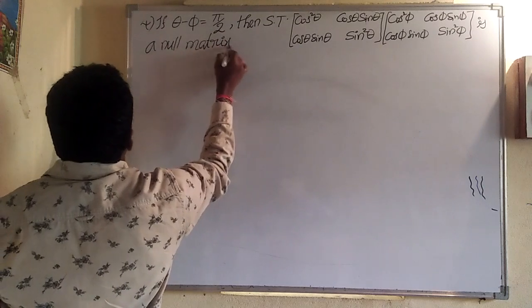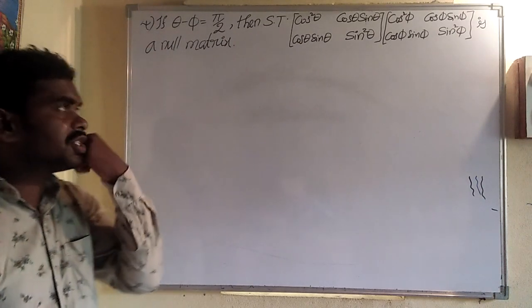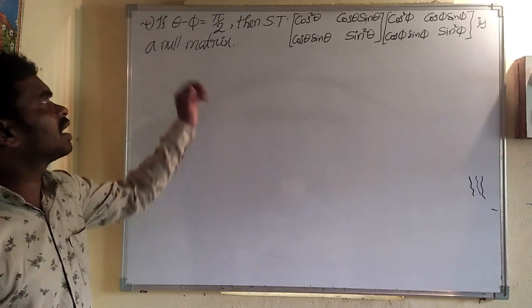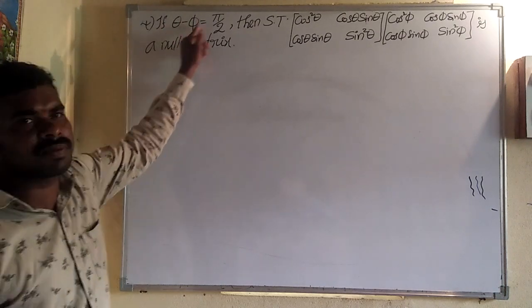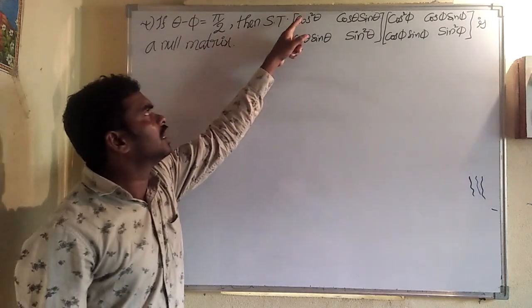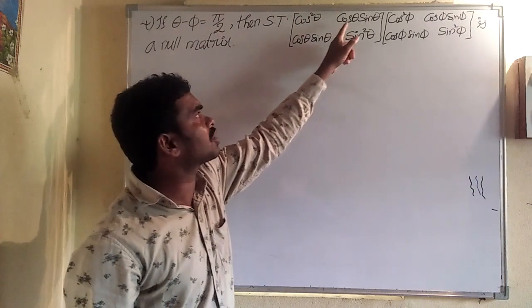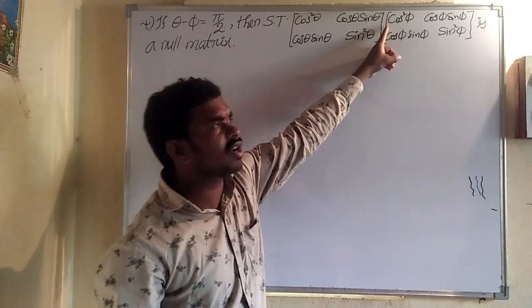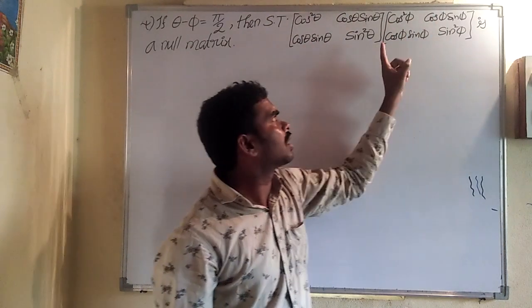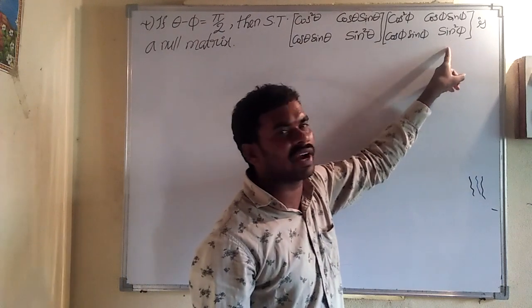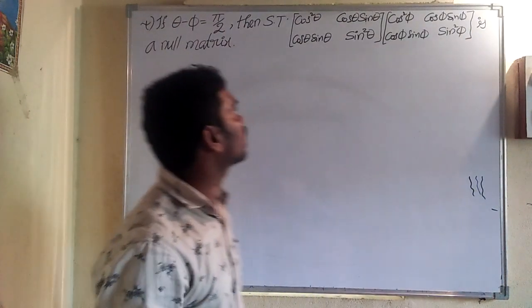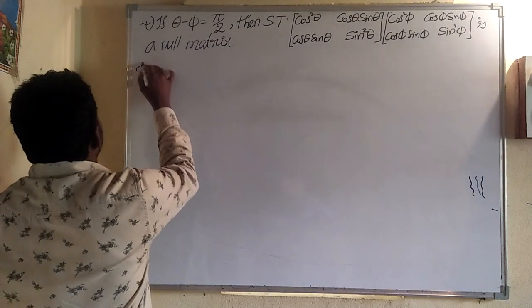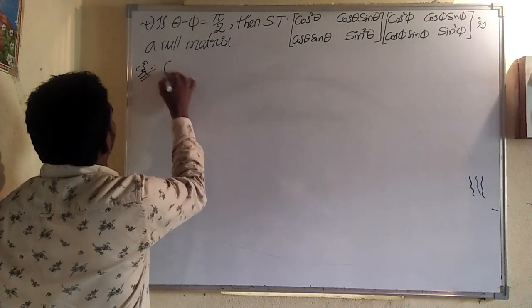What do you mean by null matrix? Null matrix means the matrix with all entries 0. Or we can also expect the question as: if theta minus phi equals pi by 2, then show that the product of these two matrices is equal to 0. So what is given here? Solution. This is a 4 marks important question.